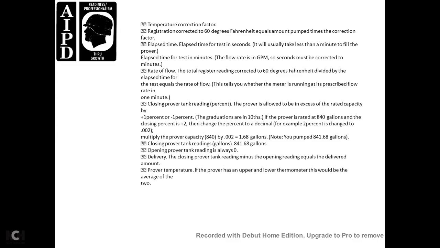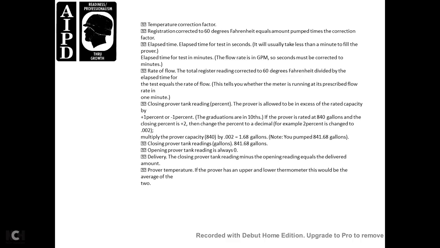For example, if 2% is changed to 0.02, the prover capacity multiplied, 840 by 0.02, equals 16.8 gallons. Note that you must pump 841.68 gallons. Closing the prover tank, the reading is 841.68 gallons. The opening prover tank reading is always 0. The delivered amount equals the closing reading of the proving tank minus the opening reading.